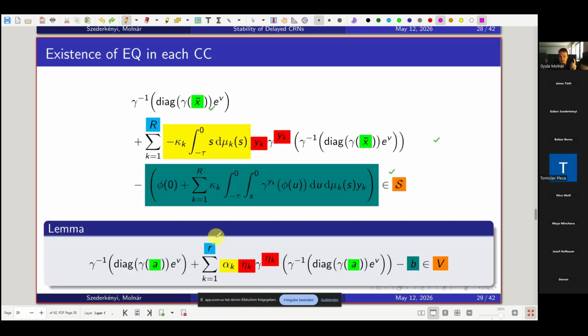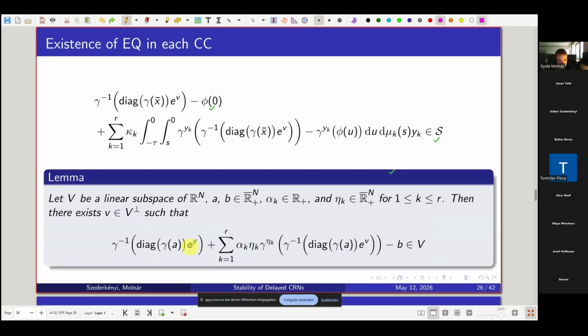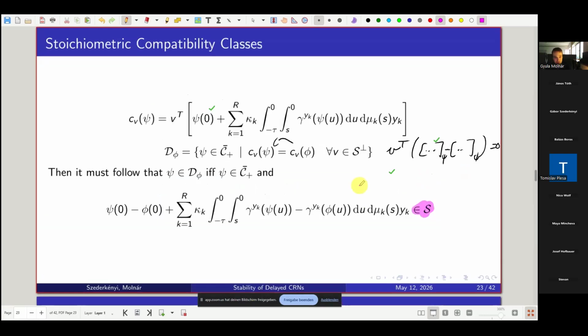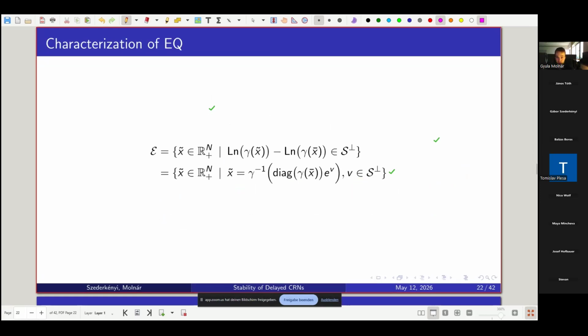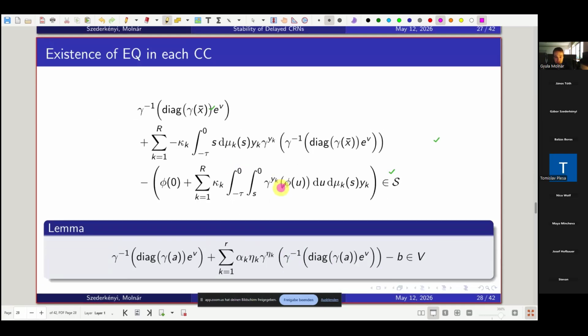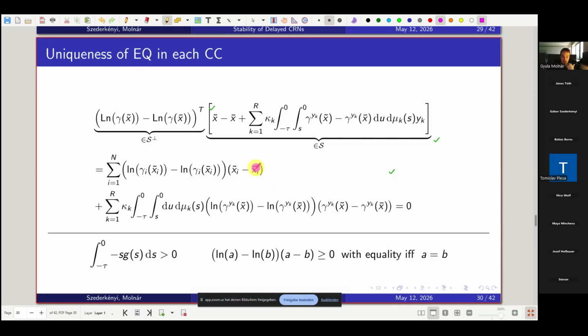So yeah, the lemma, which is not written here anymore because of space reasons, said that there should exist V in V perp if this is fulfilled. So that means that there should exist a V in S perp in this case, and that is great because if we go back to the characterization of the equilibria, that is what we need. So hence, it has been proven that we have at least one equilibrium in each and every compatibility class. Then the next task was proving uniqueness of equilibria.